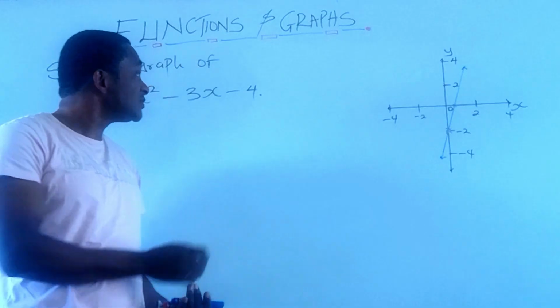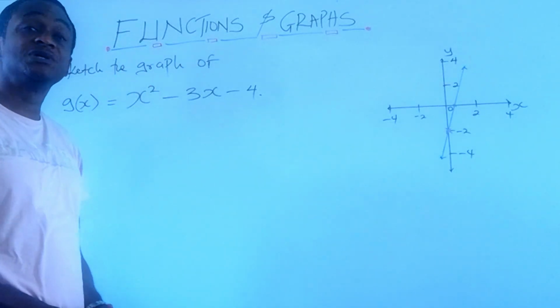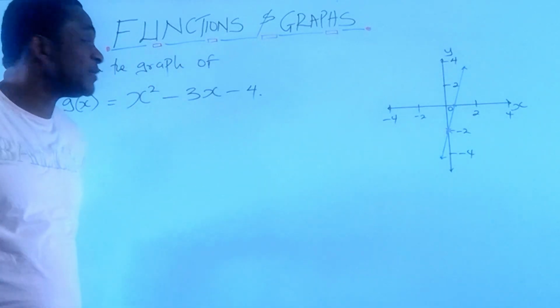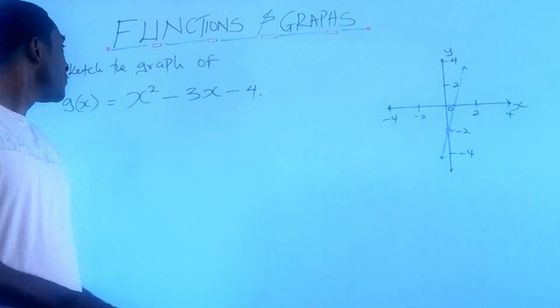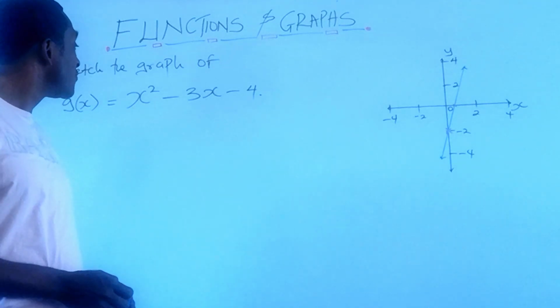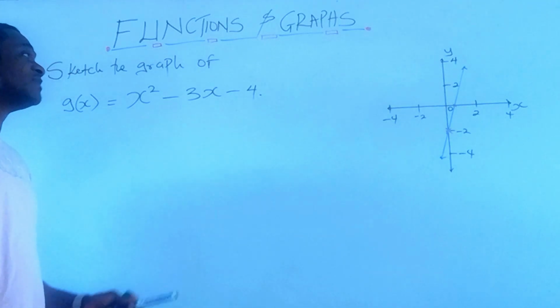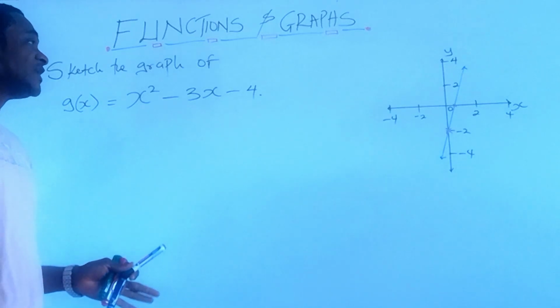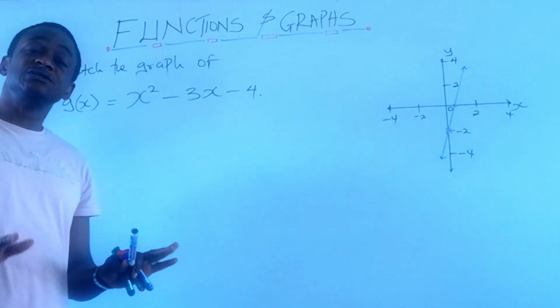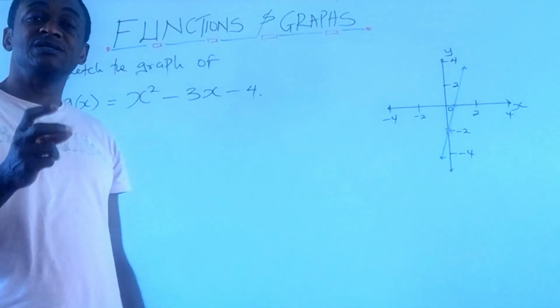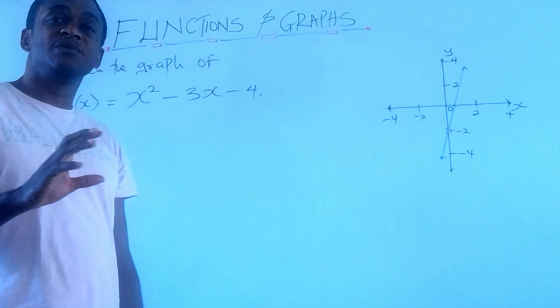Hello my people, let's look at the parabolic function, the fastest way to sketch a parabolic function. We are given the graph of y equals x squared minus 3x minus 4. First things first, if we want to sketch a parabolic function, you need basically 3 points.